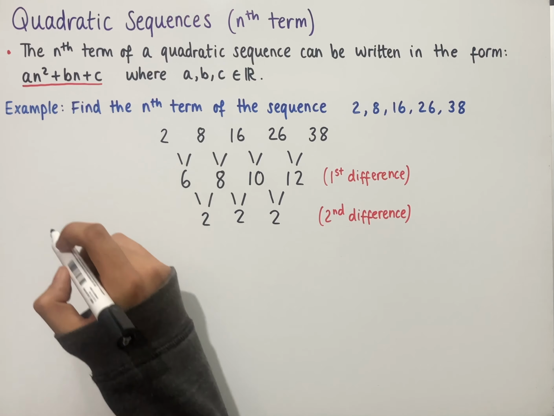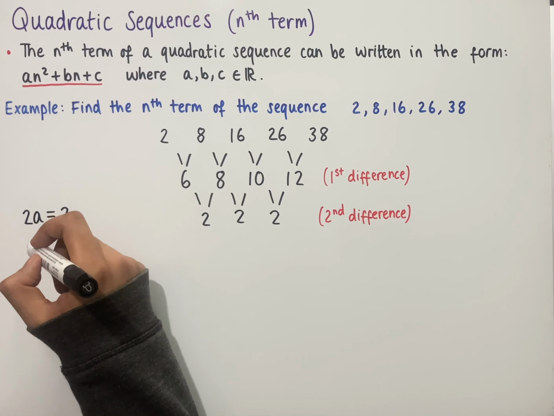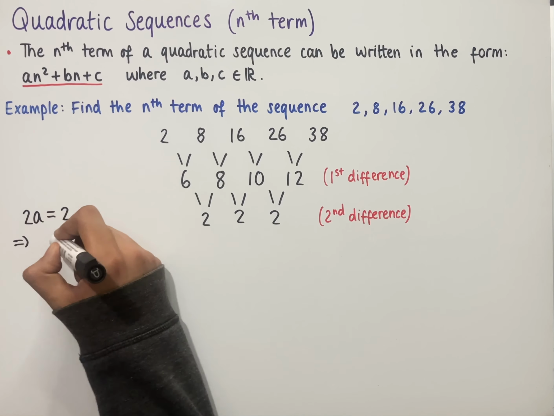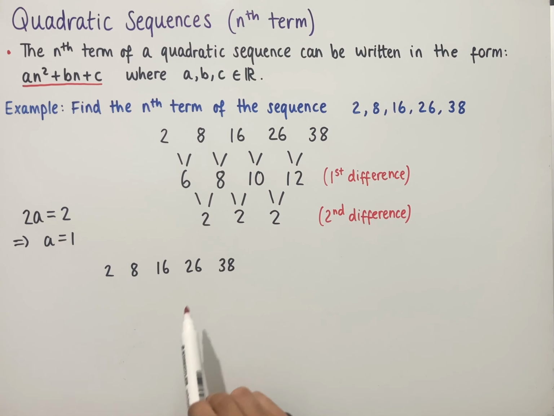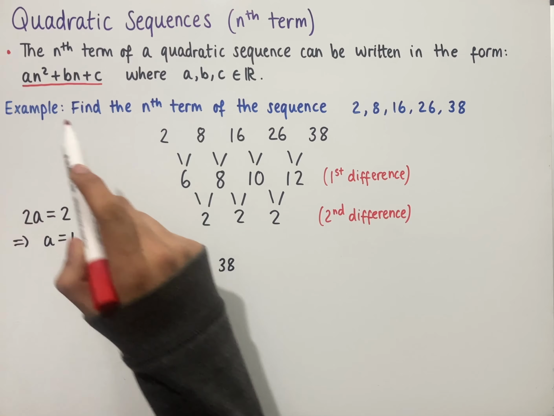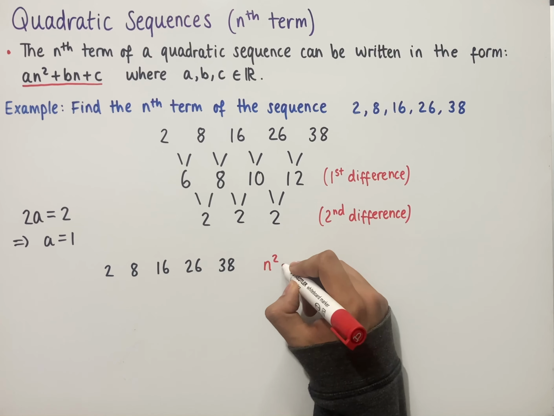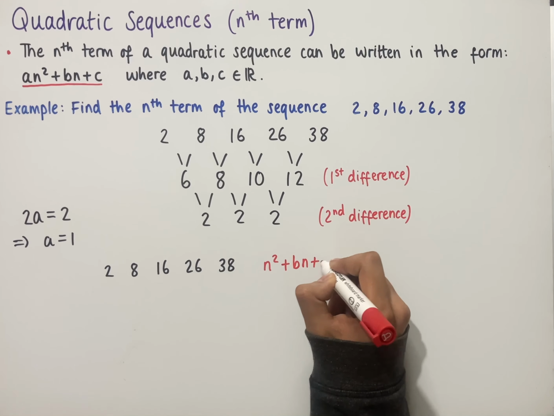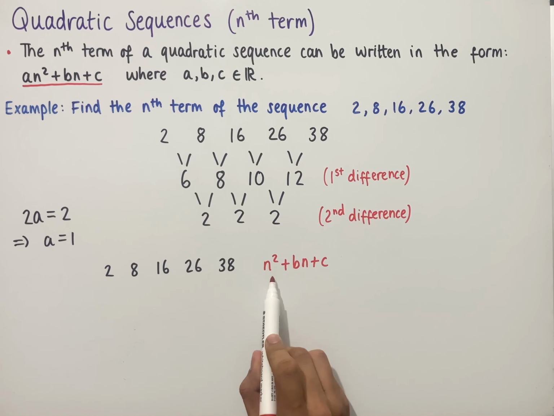And generally for any quadratic sequence, the second difference equals 2a. And so from this equation, we have that a equals 1. As a result, for the nth term of this quadratic sequence, we now know that a is equal to 1, and so we can write the nth term generally as n squared plus bn plus c, where a is 1 in front of the n squared, which just gives us n squared.